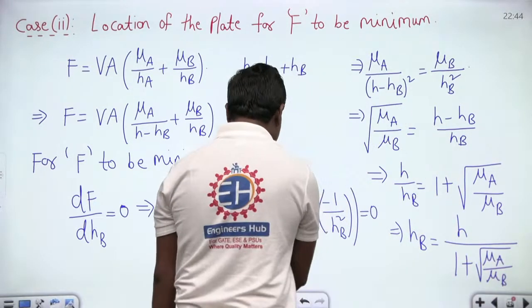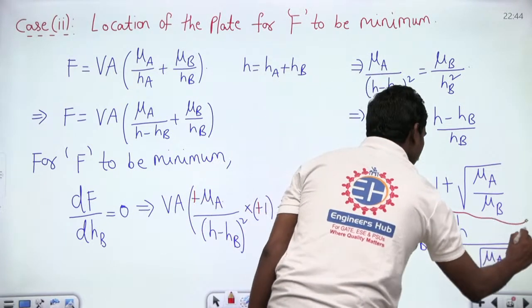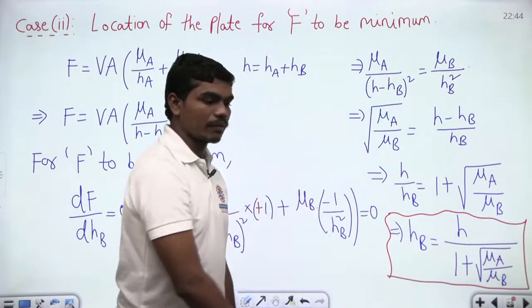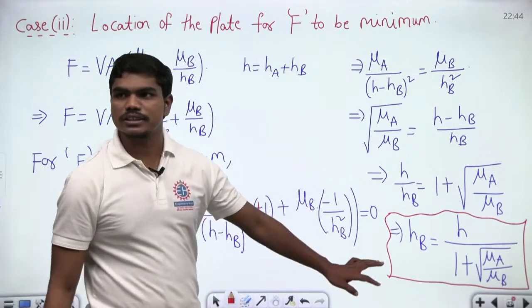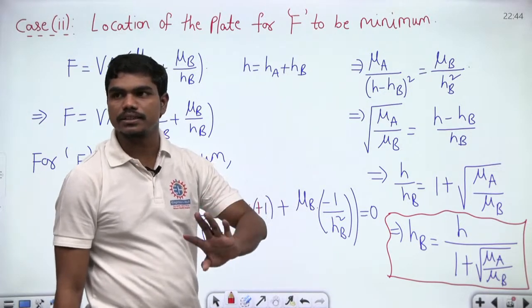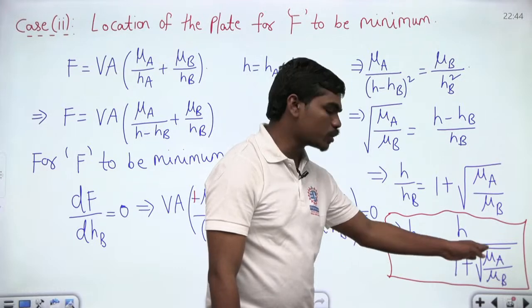Okay, so this is the location of h. This is the location of the plate at which the aspiration effect in casting occurs. Yeah, it looks similar, but of course, both are pretty much different things. So, I am telling you, this HB is nothing but h divided by 1 plus root of mu A divided by mu B.